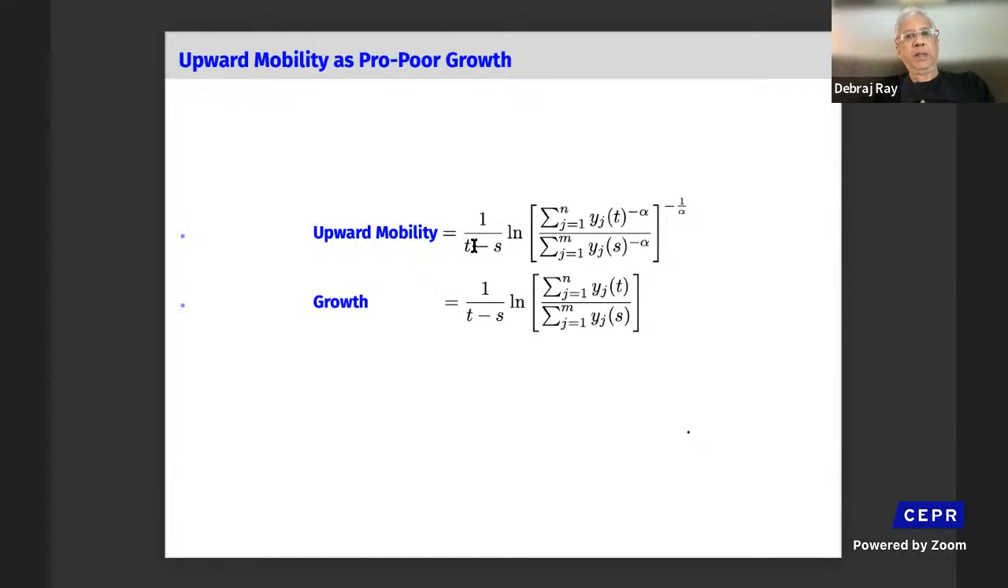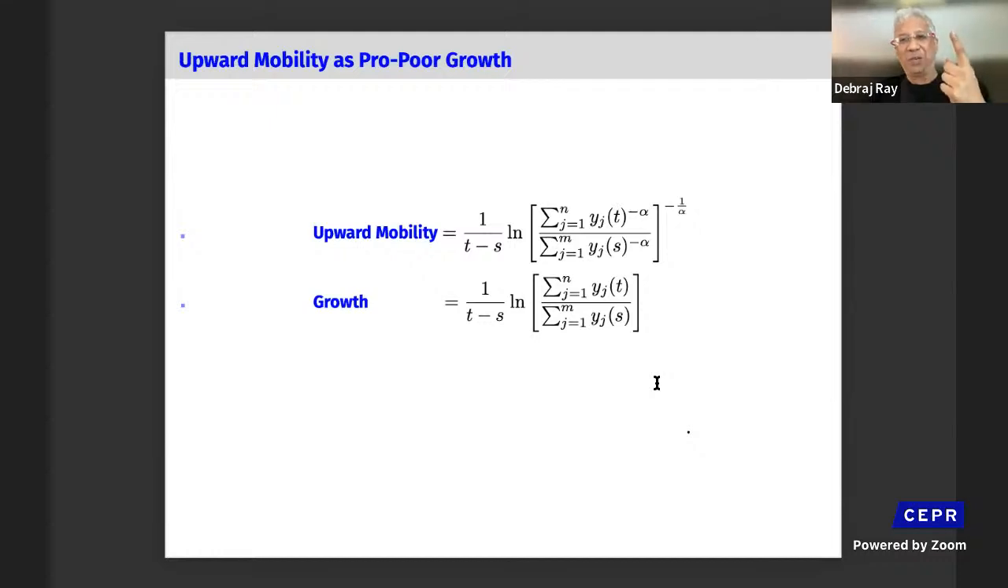Okay, so that's the first comment I want to make. The second comment is that upward mobility and growth, just standard growth, are formally related. And this would give you another way of seeing it. So what's growth? Well, growth is you just add up all the incomes at the later date, divided by all the incomes at the earlier date, right? Take the log of that because we are interested in growth, and take the average, 1 over T minus S. So that's what growth is. If you stare at this mathematically, you see that growth is our mobility measure, but with alpha set equal to -1. Okay, that's one way of seeing it.